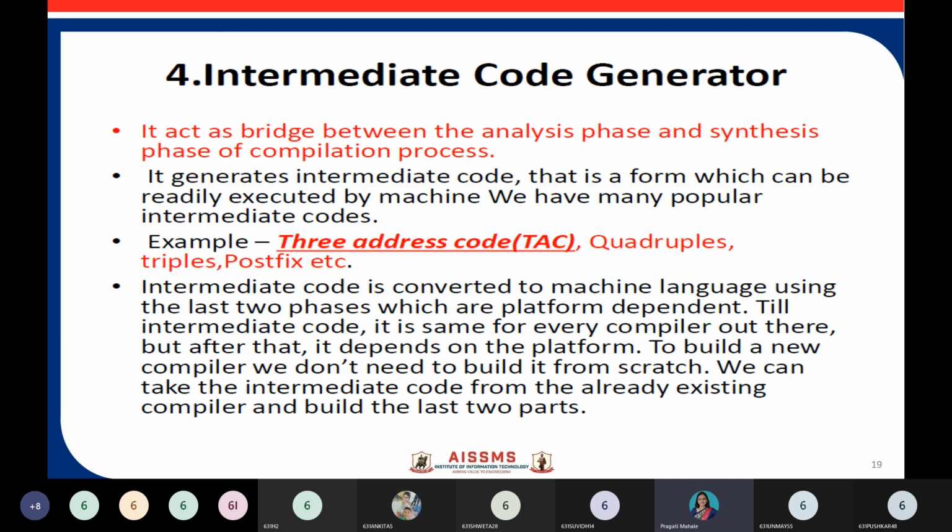Up to intermediate code, it is the same for every compiler, whatever compiler we are using. But after this phase, it depends upon the platform. So to build a new compiler, we don't need to build it from scratch. We can take the intermediate code from an already existing compiler and only develop the last two parts.